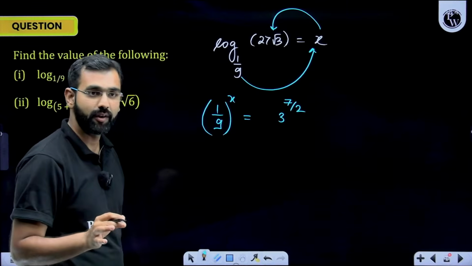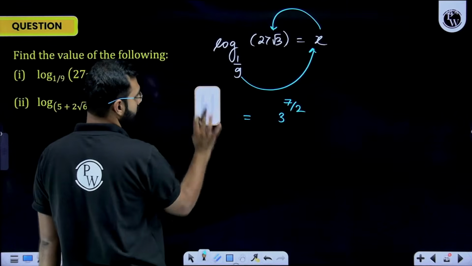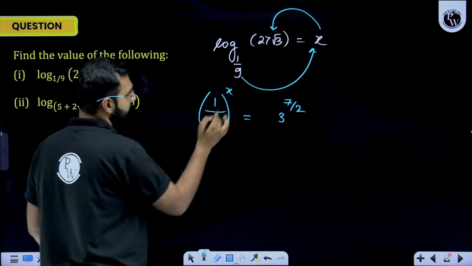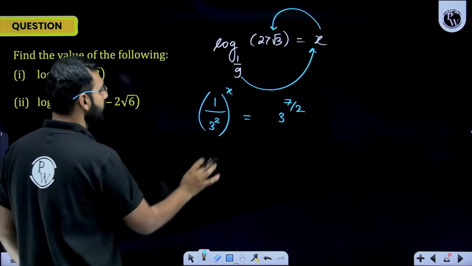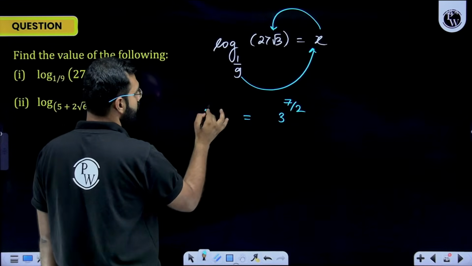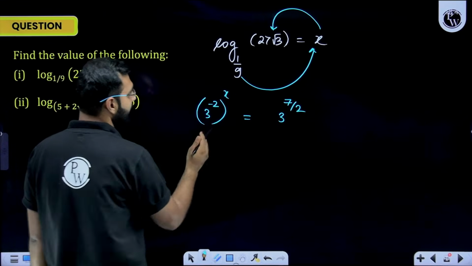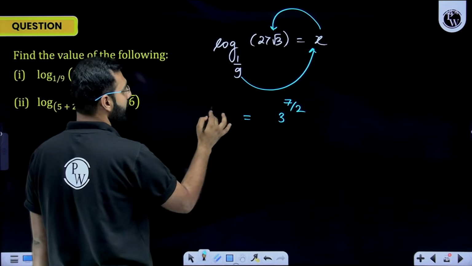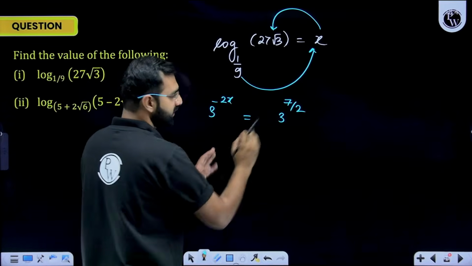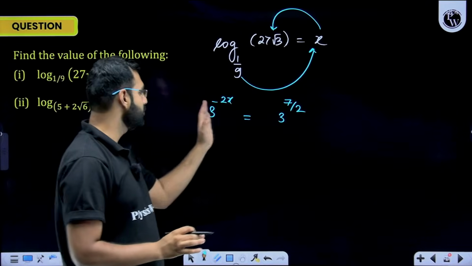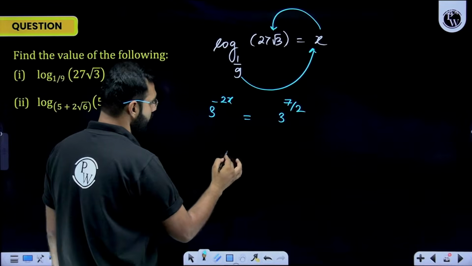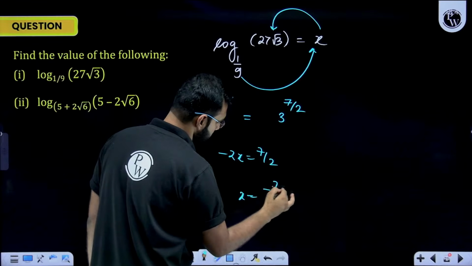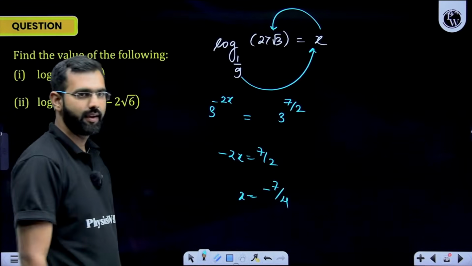Everyone understanding this comfortably? Now with that, 1 by 9 to the power x. Can I write 1 by 9 as 3 square to the power x? Now 3 square, if I bring it to the numerator, will be 3 to the power minus 2. So it will be 3 to the power minus 2 to the power x. A to the power m whole raised to the power n is a to the power mn. So it will be 3 to the power minus 2x. When bases are same and both are positive, I can directly compare the powers. So minus 2x will be 7 by 2, and with that, x is minus 7 by 4. Everybody got this? That's great, Rags.